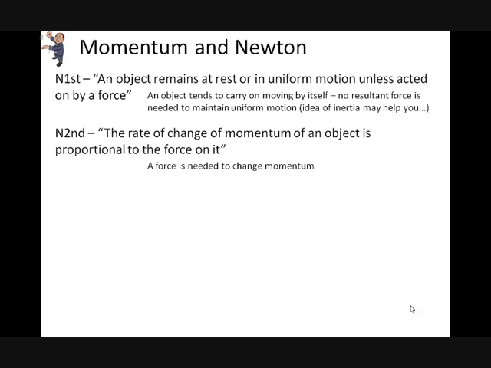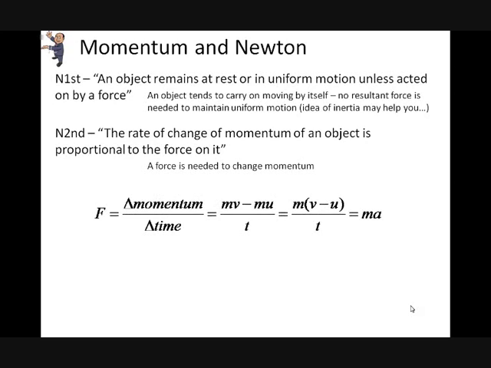Okay. Newton's second, this is the F equals ma law from year 10. The rate of change of momentum of an object is proportional to the force on it. Now that does not sound anything like force equals mass times acceleration, but let's just look at what it says and take it apart a little bit more. I've written here that force is equal to the change in momentum divided by the change in time. Now that is a rate of change of momentum.